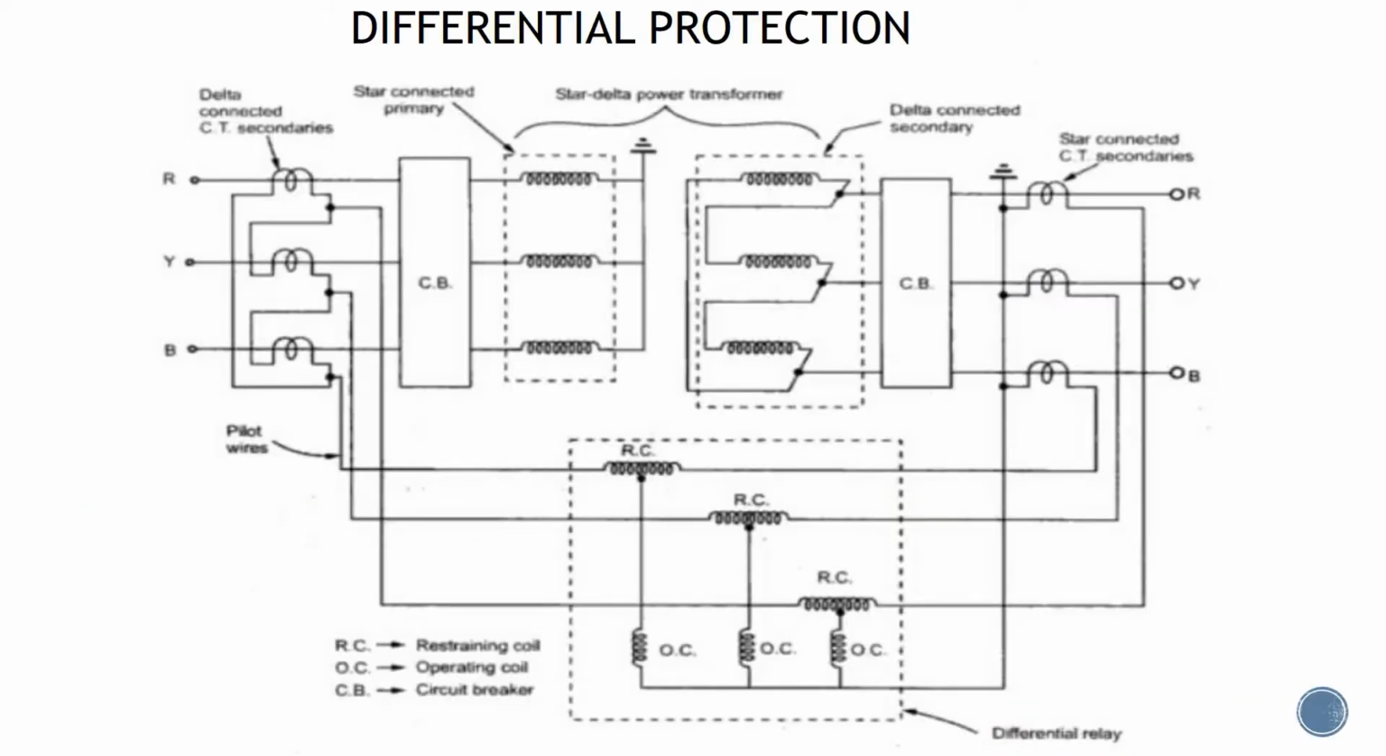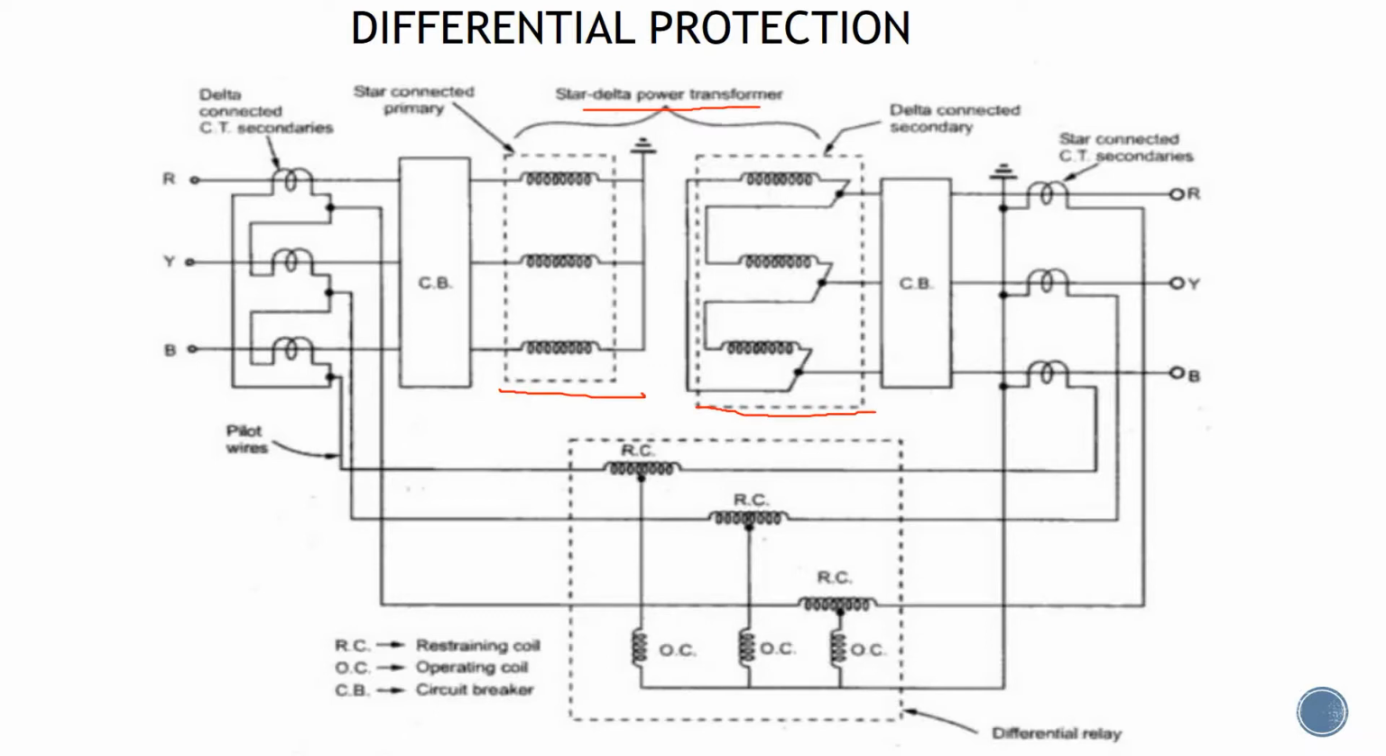Let us go through the brief knowledge of differential protection scheme applied to the transformer. This will be helpful in solving the numerical. Here, as you can see in the figure, the differential protection scheme is applied to a star delta power transformer. That is, the primary side of the transformer is connected in star and the secondary side of the power transformer is connected in delta.